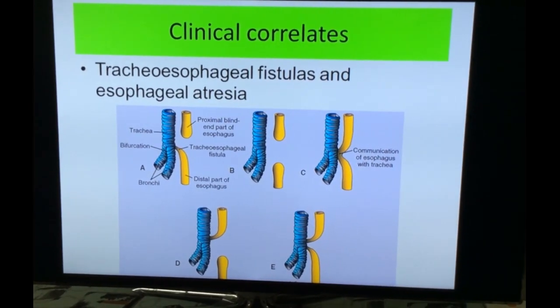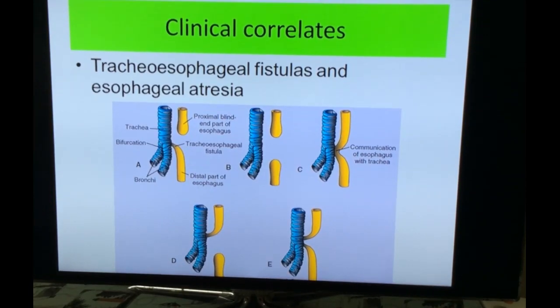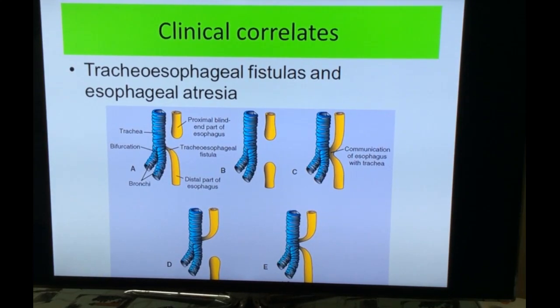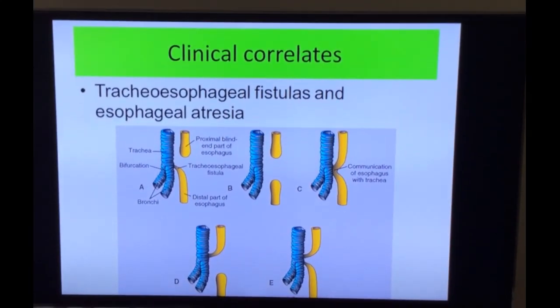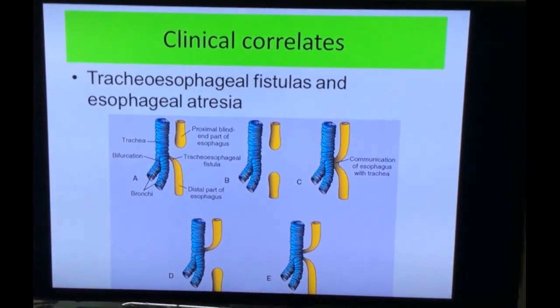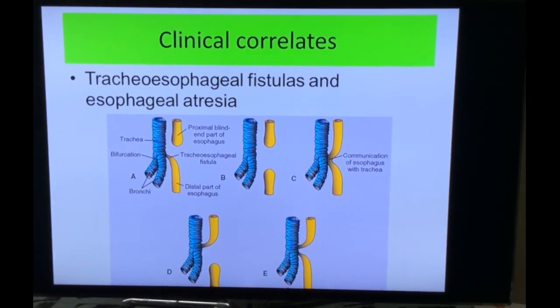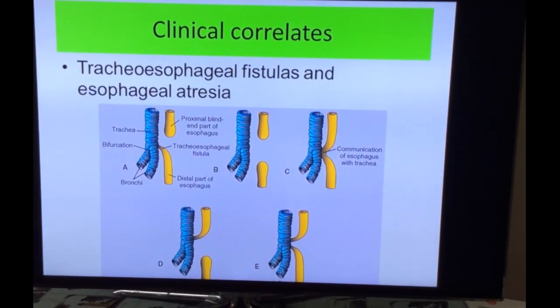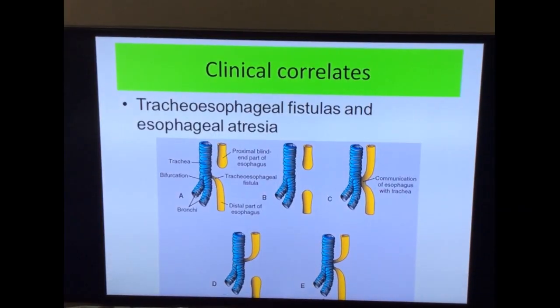Now, coming to the clinical aspects, I had told you at the beginning of the session about one case: a female neonate born after 41 weeks of gestation by cesarean section had problems. When nasogastric intubation was done, there were mucus secretions, and on investigation the diagnosis was tracheoesophageal fistula with esophageal atresia. This is due to abnormality in the formation of the tracheoesophageal septum.